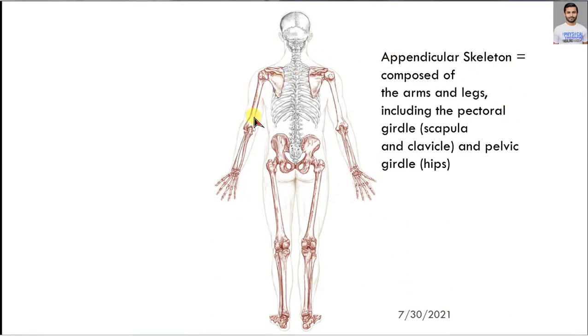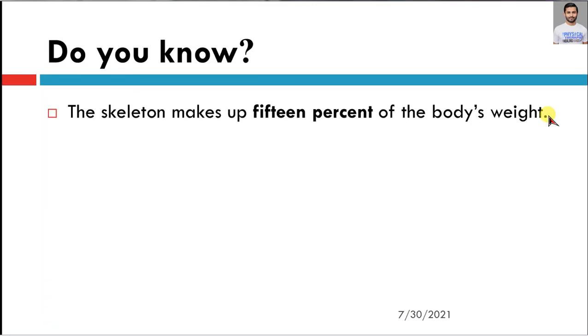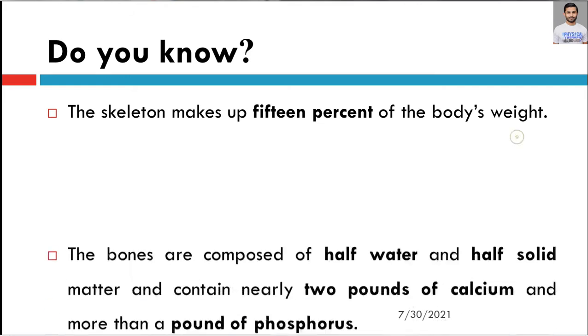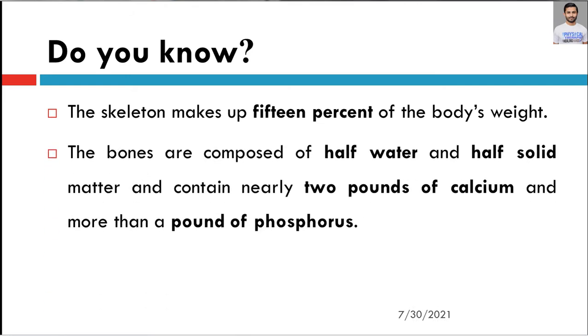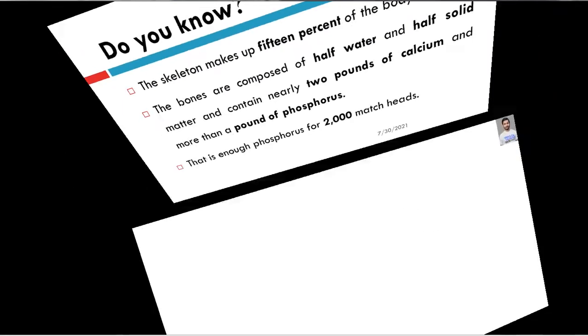Here you can also see the appendicular skeleton in red and the axial skeleton in white. Do you know that the skeleton makes up about 15% of the body weight? Bones are composed of half water and half solid matter, and contain nearly 2 pounds of calcium and more than a pound of phosphorus. This phosphorus is enough to make at least about 2000 match heads.